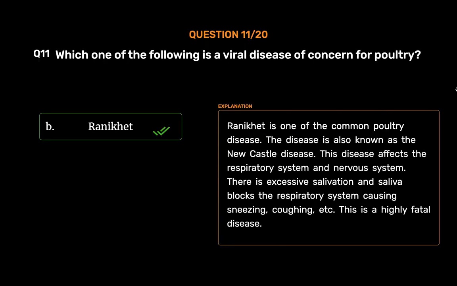Ranikhet. Ranikhet is one of the common poultry diseases. The disease is also known as the Newcastle disease. This disease affects the respiratory system and nervous system. There is excessive salivation and saliva blocks the respiratory system causing sneezing, coughing, etc. This is a highly fatal disease.